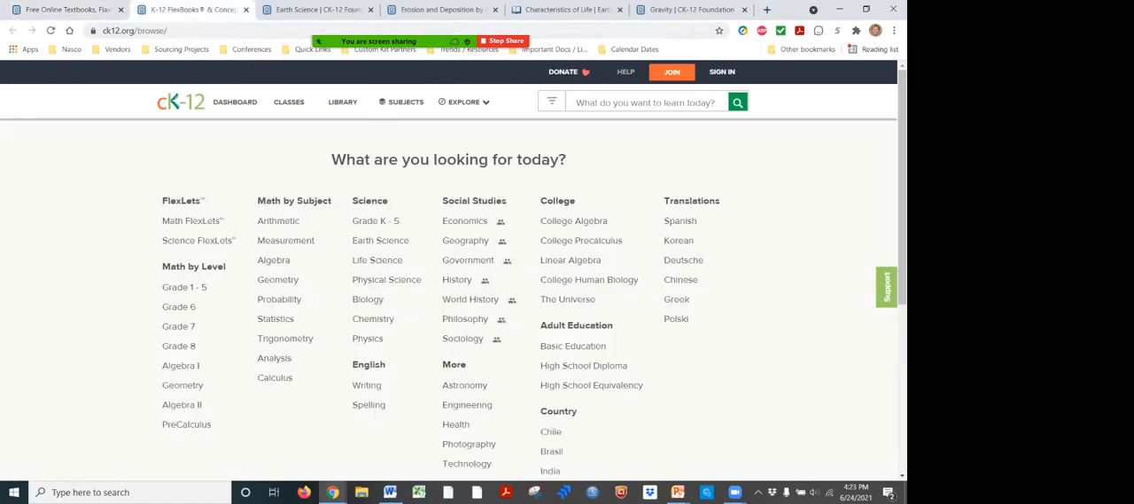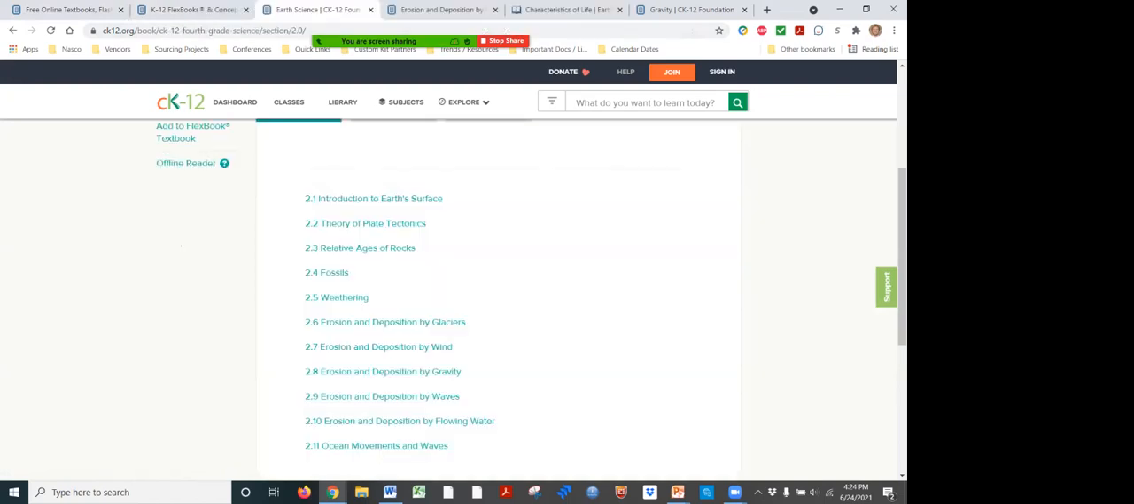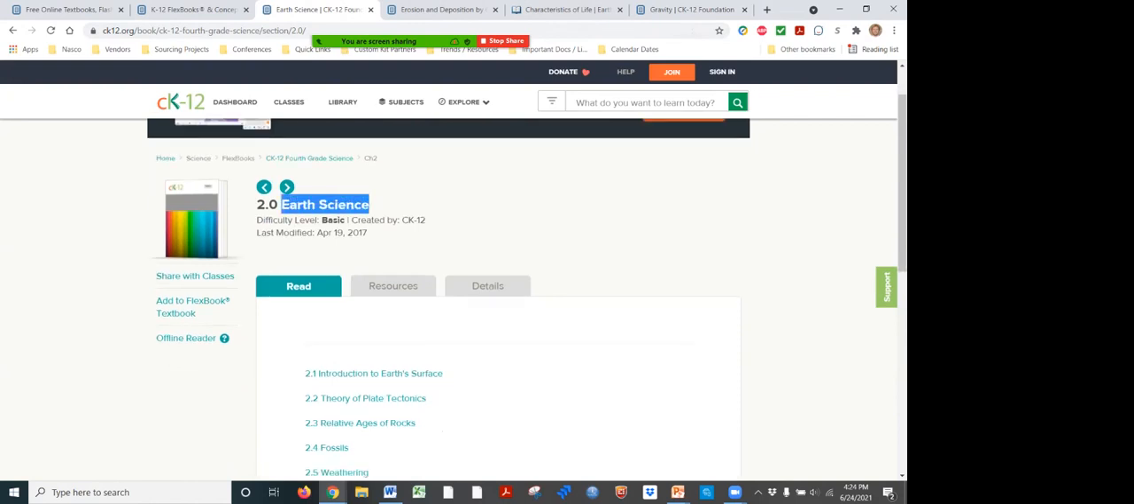Kind of gets into, okay, what are you really looking for? So there's a variety of different subjects, not just science. If you wanted to extend that, they do have multiple languages too. So that's also a plus whenever you're implementing. Then you can jump into each of these different units. So this happens to be the Earth Science unit.